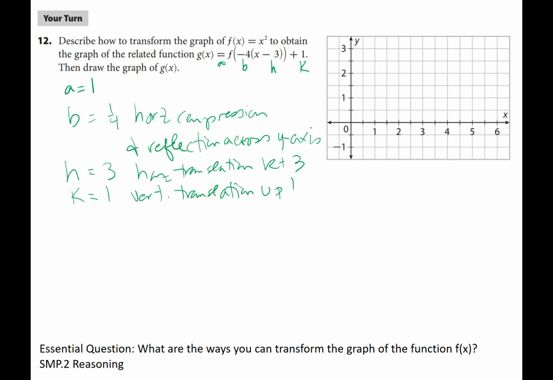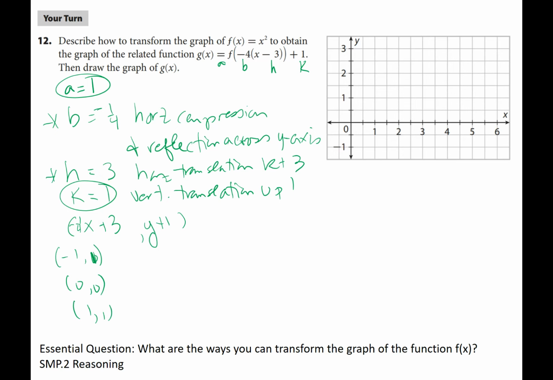All right, so let's see if we can get a little generic formula for our x and our y coordinates. So again, the x is affected by the b and the h. Actually I should have probably put a negative in front of that 1/4. So I'd have to multiply the x by negative 1/4 and then add 3 to it. And then the y is affected by the a and the k. So the a is 1, that doesn't do anything to the front of the y, and then plus 1. So now we're going to put in the 3 points, negative 1, 1, 0, 0, and 1, 1.